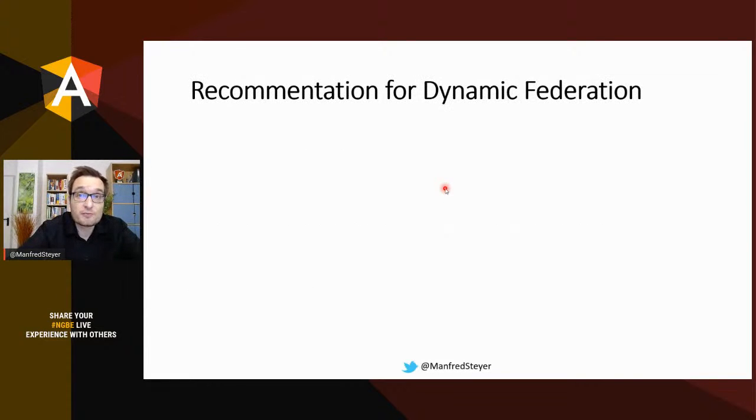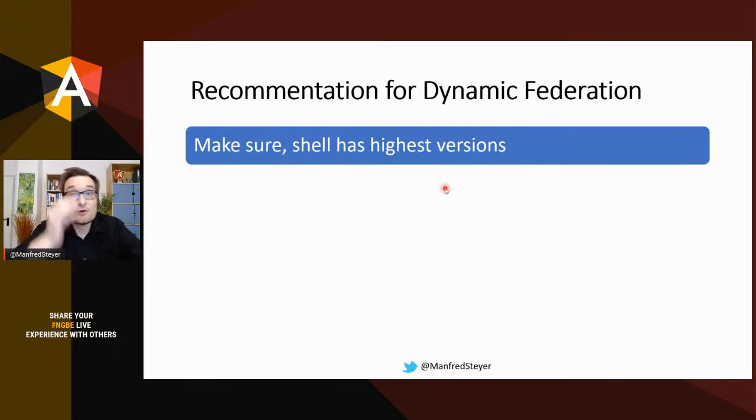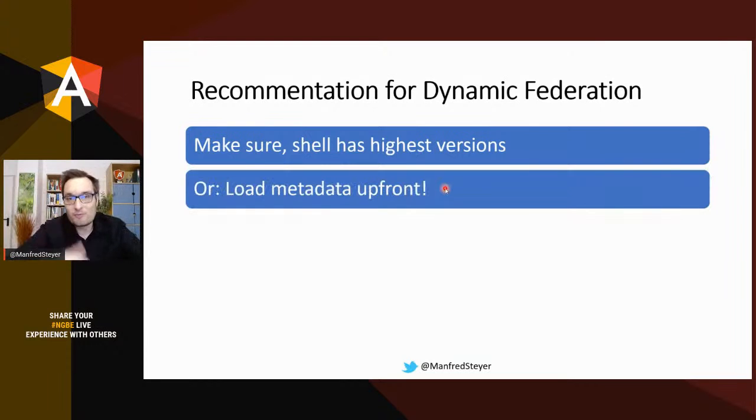So if you ask me what to do when going with dynamic federation, one option would be to make sure the shell always has the highest versions. Then you are on the safe side. Or, as mentioned several times before, just load the metadata up front, not the rest, only the metadata of all the applications, and then you have this negotiation.